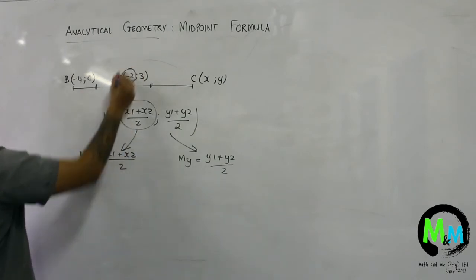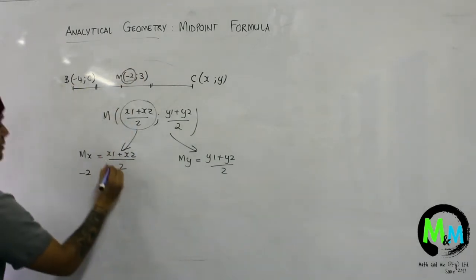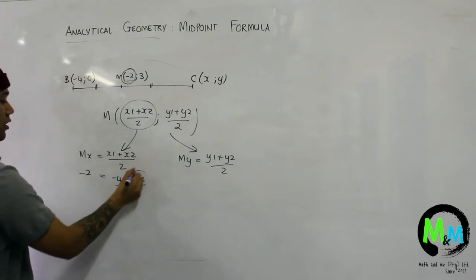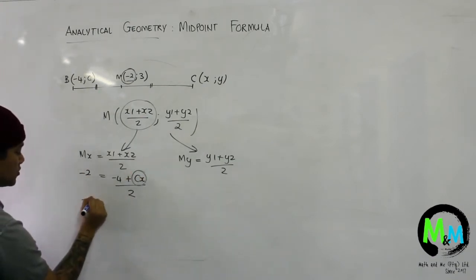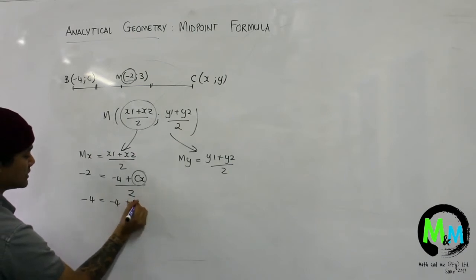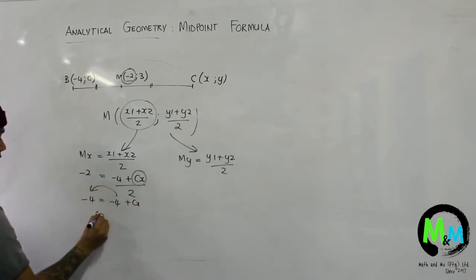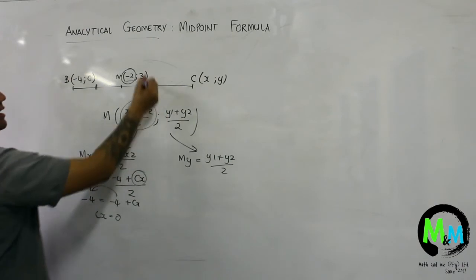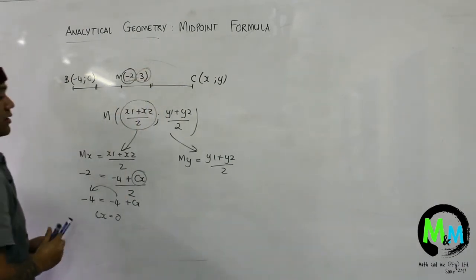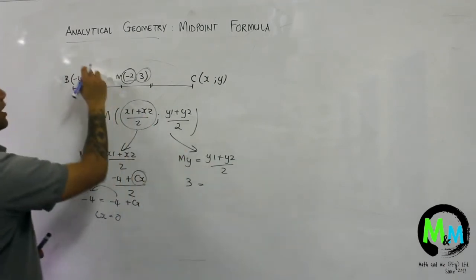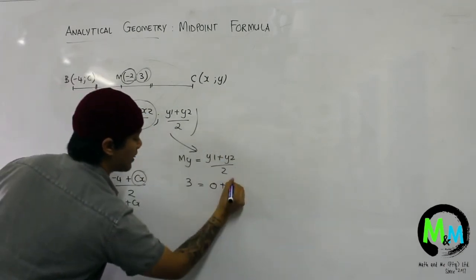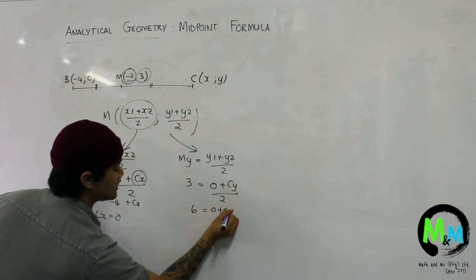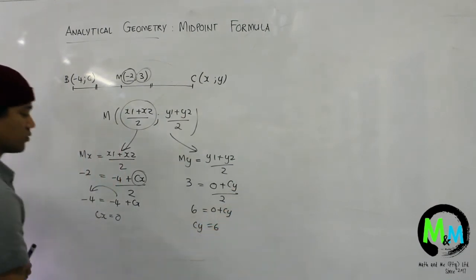As easy as that. My midpoint's x is -2, equal to x1, which I'll let be B's, -4, plus x2, which we're looking for, that's C's x, all over 2. Solve for C's x. First thing I'll do is times both sides by 2, that gives me -4 is equal to -4 plus C's x. Take my -4 over, it becomes positive, so C's x is going to be 0. Wow, look how that worked out. Okay, midpoint's y, my midpoint's y is +3. So I'll say 3 equals my y1, 0 from B, plus C's y, all over 2. Times both sides by 2, 6 is equal to 0 plus C's y. So therefore C's y is just equal to 6.